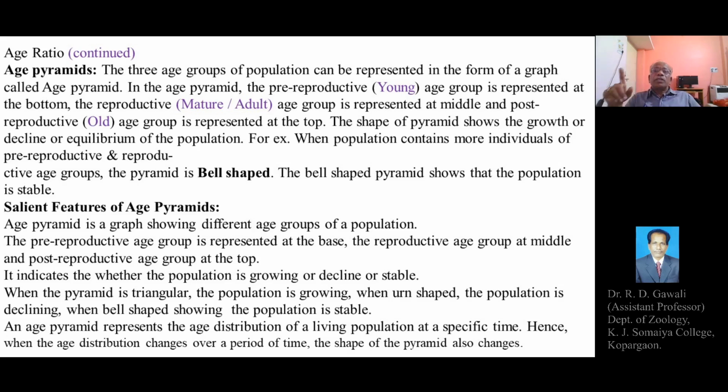The number of individuals of the population is decreasing when the age pyramid is urn shaped, meaning having a round shape on the top. When the age pyramid is bell shaped, it shows the population is stable.